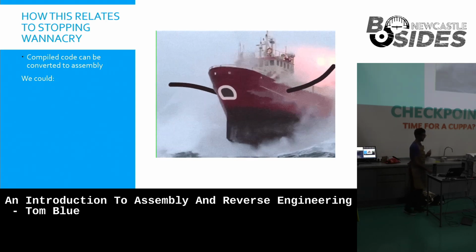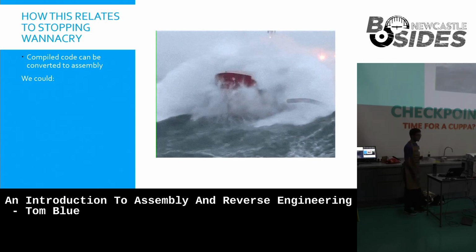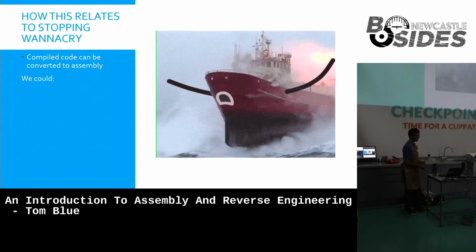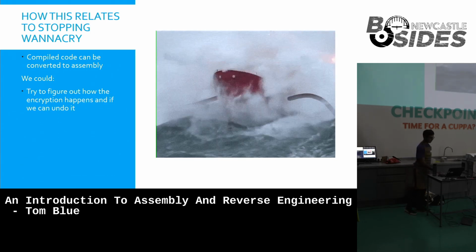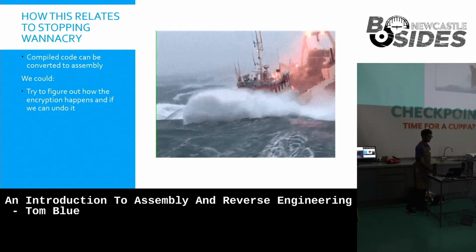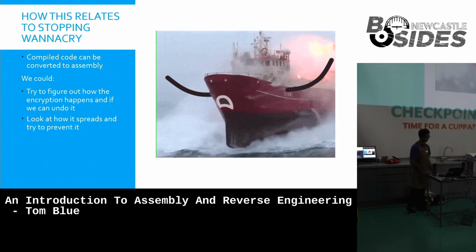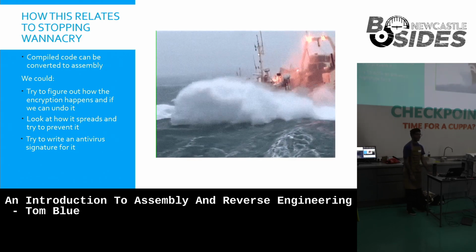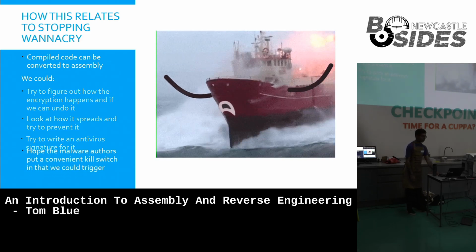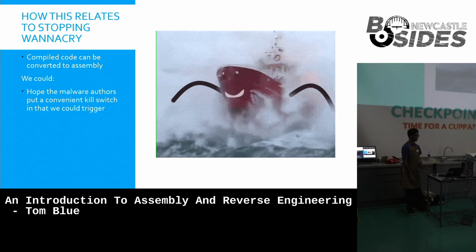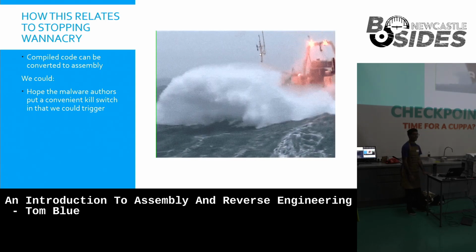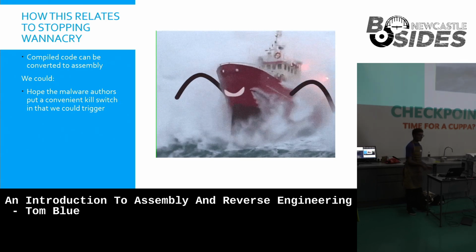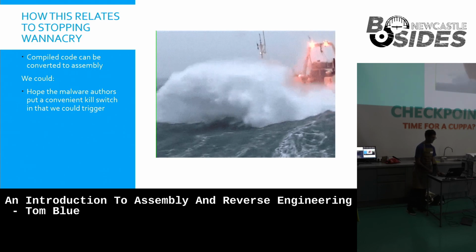So how does this relate to stopping WannaCry? Compiled code can be converted to assembly because machine code and assembly have a one-to-one correlation. So what we could do is, we could try and figure out how the encryption happens, and if we can undo it. We can look at how it spreads and try to prevent it. We could try and write an antivirus signature for it. Or we could hope that the malware authors put a convenient kill switch that we could trigger. Normally in the live demo I'd actually do that, but then I don't have time for a live demo, so you're just going to have to deal with this.